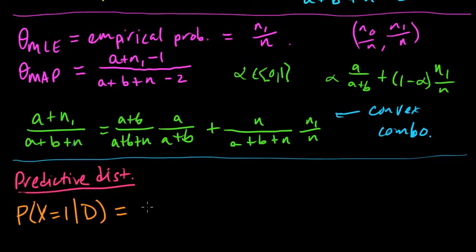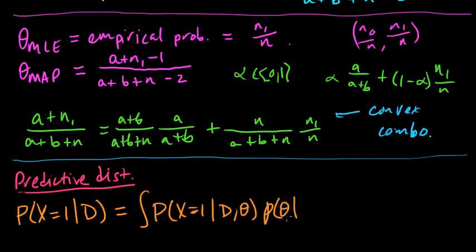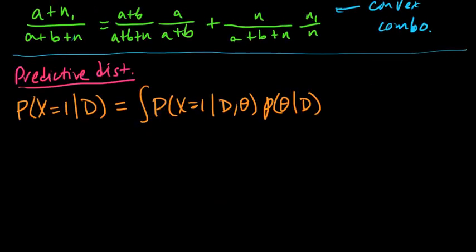Well, what do we need to do? We need to introduce our parameter theta. So we'll integrate over theta. So this is the probability of x equals 1 given the data and theta times the density on theta given the data. And since x is conditionally independent of the data given theta, this becomes probability x equals 1 given theta times the posterior, integrating with respect to theta from 0 to 1.